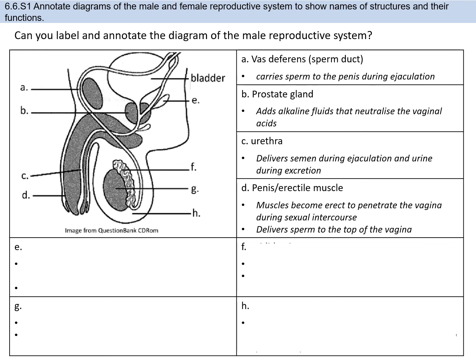D, of course, is the penis. It contains a lot of erectile muscle. When it floods with blood, it changes in shape, becomes erect and much harder, because it's going to be used through the process of sexual reproduction with the vagina.